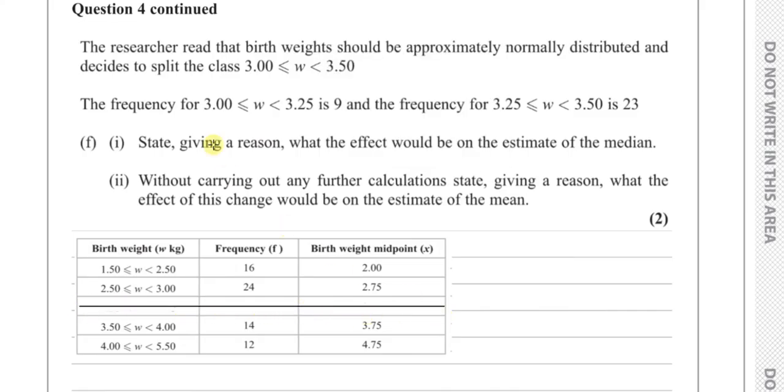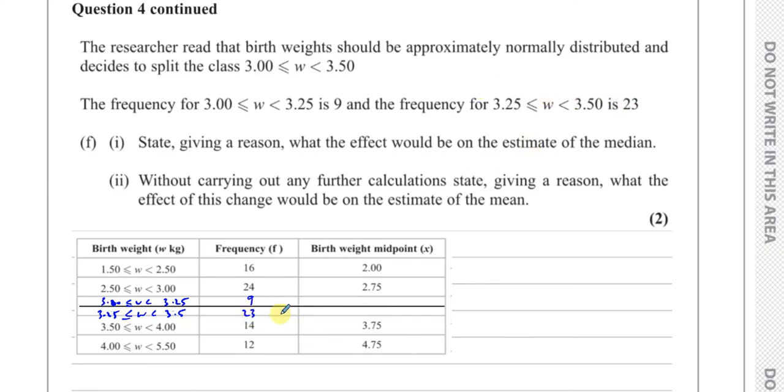Okay, so now we have the two categories: from 3 to 3.25, and then from 3.25 to 3.5. I need to get the right color back. The frequency for 3 to 3.25 is 9, and the frequency for the other is 23.